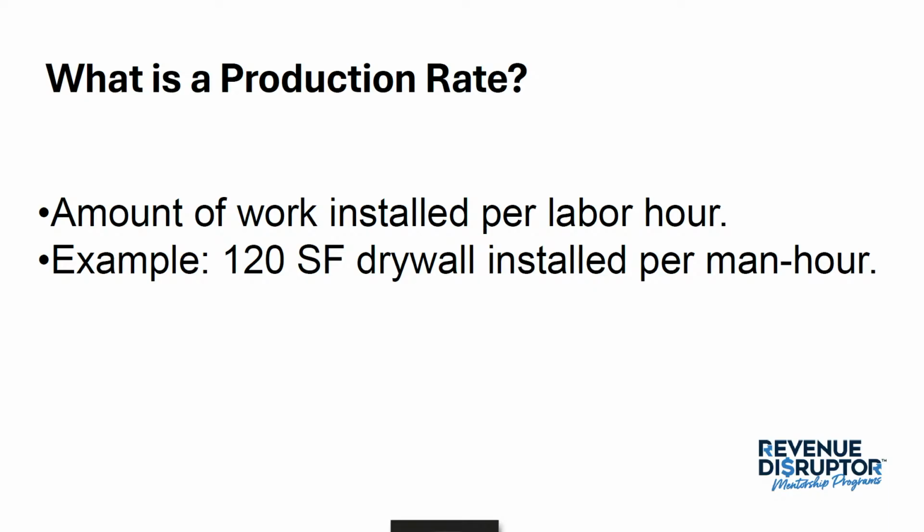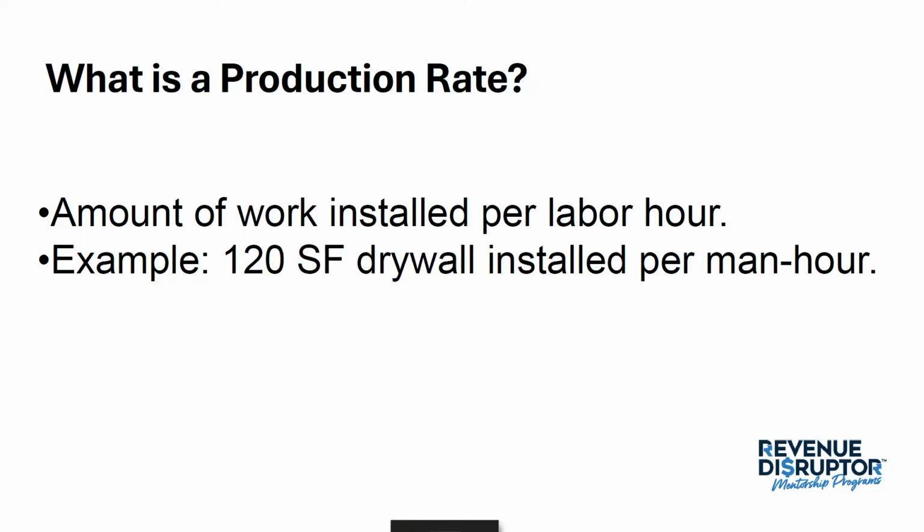installed per man hour. And I know the world is changing. We don't like to say man hour because women are included in this. So let's just say people hours. So if a person can install 120 square foot of drywall in an hour, that is a production rate.